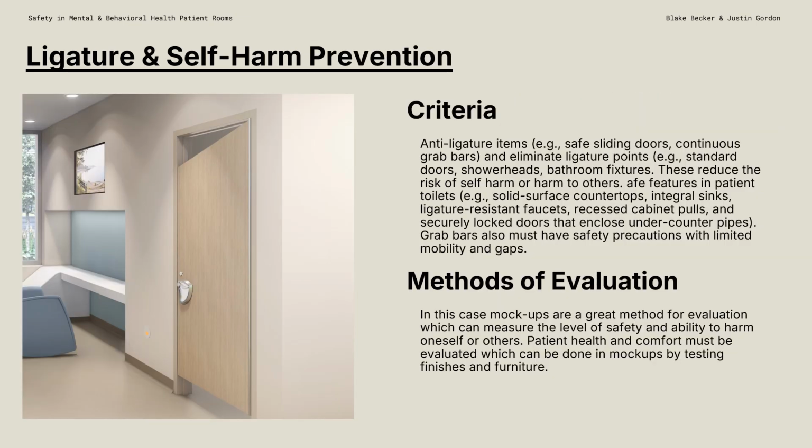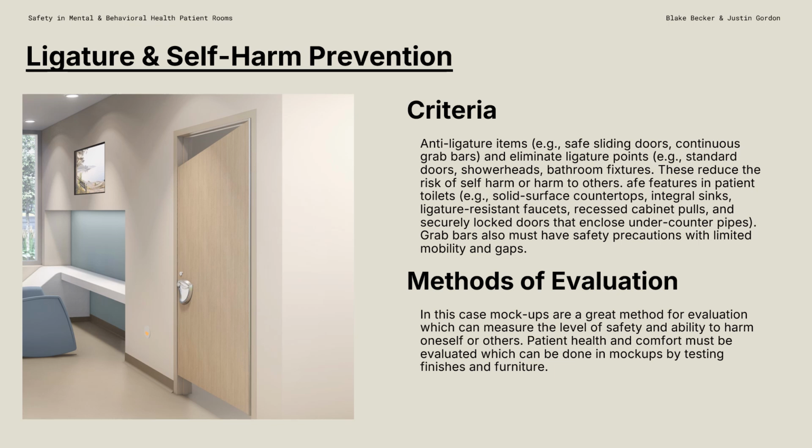When creating our toolkit, we discussed several different design features, the first being ligature and self-harm prevention, some criteria: anti-ligature items, and eliminating ligature points, like with doors, shower heads, and bathroom fixtures. These reduce the risk of self-harm or harm to others. Features in patient toilets, ligature-resistant faucets, recessed cabinet pulls, and securely locked doors that enclose under counter pipes. Grab bars also must have safety precautions with limited mobility and gaps.